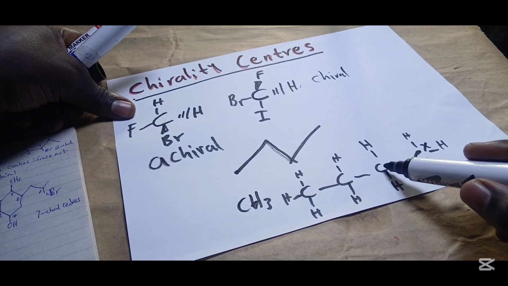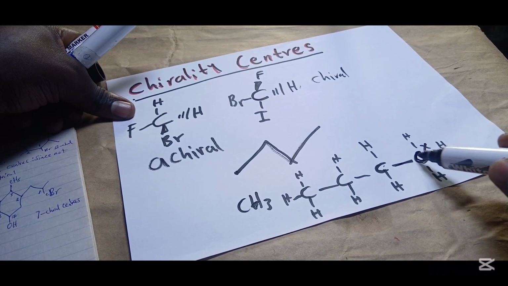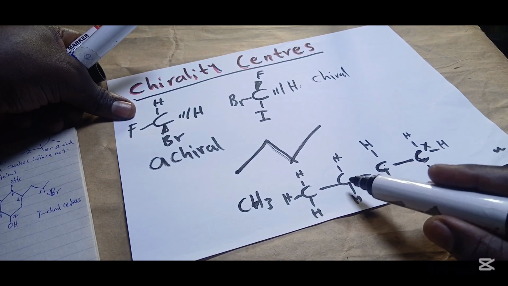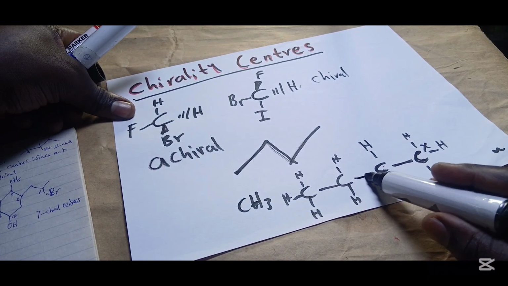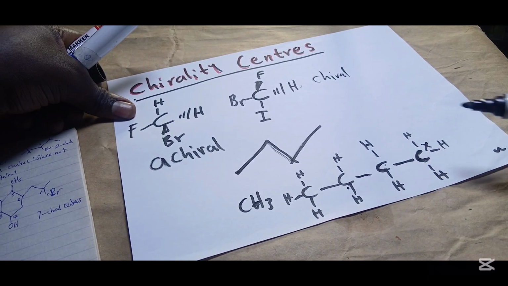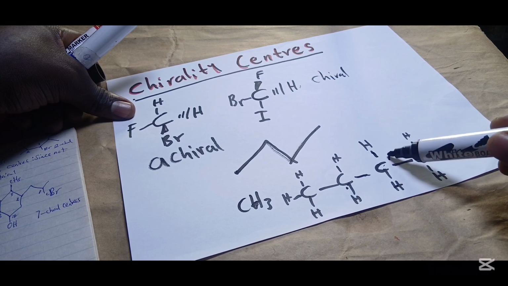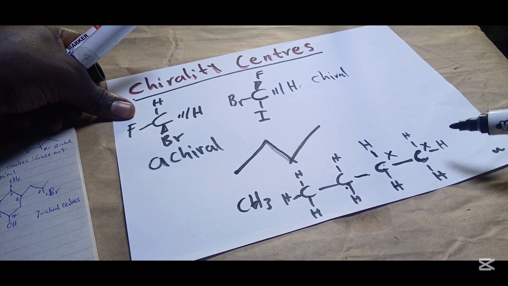Here too, is this carbon chiral or achiral? We have a methyl group attached to it here, and then an ethyl group attached to it here. This is different from that, so they are different groups, but we have hydrogen here and hydrogen here repeating. So this carbon is not chiral.